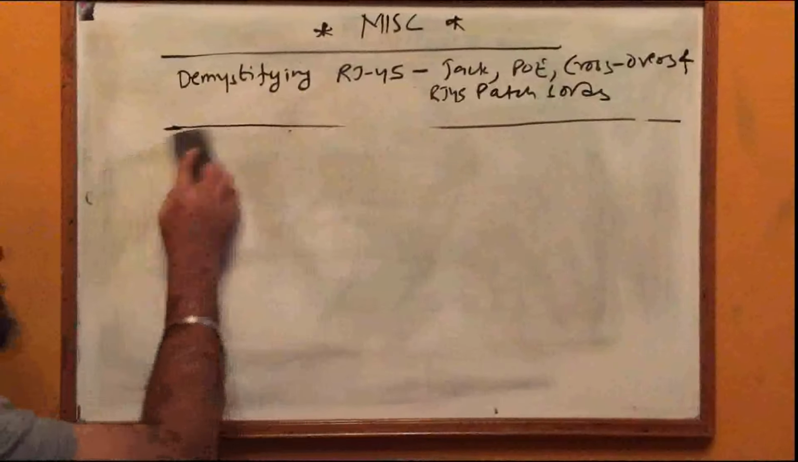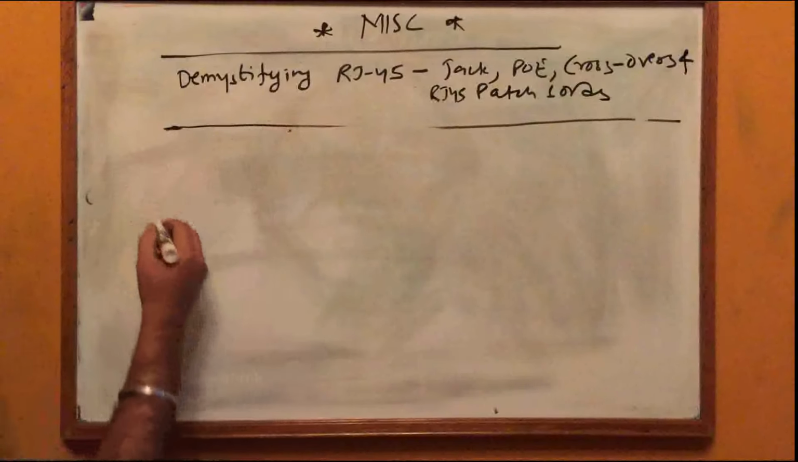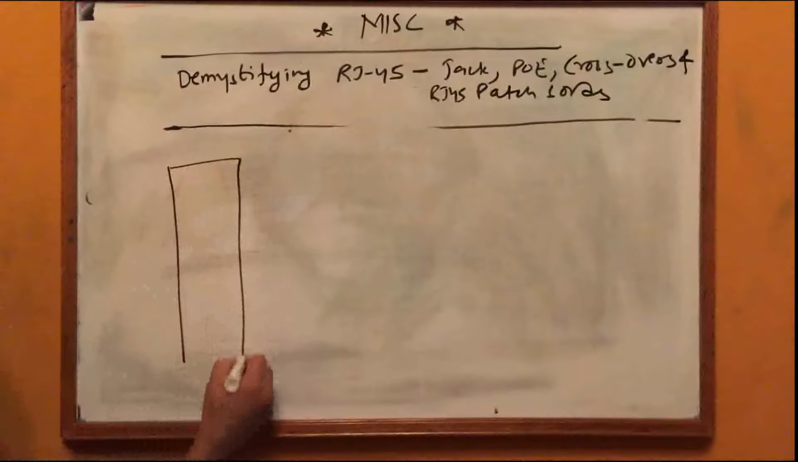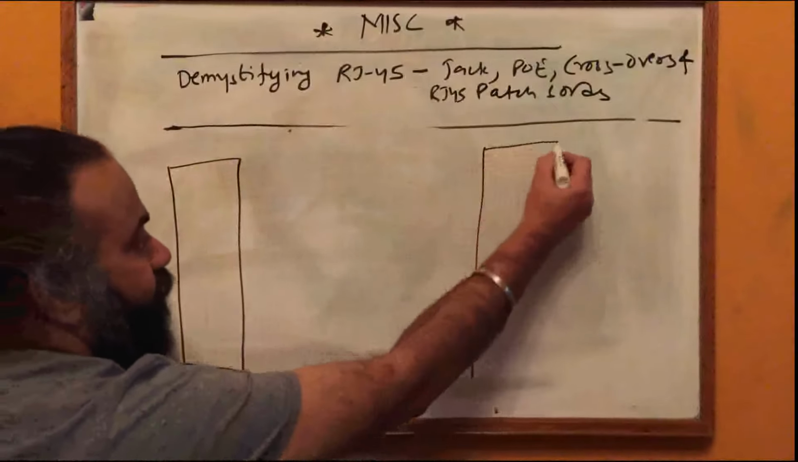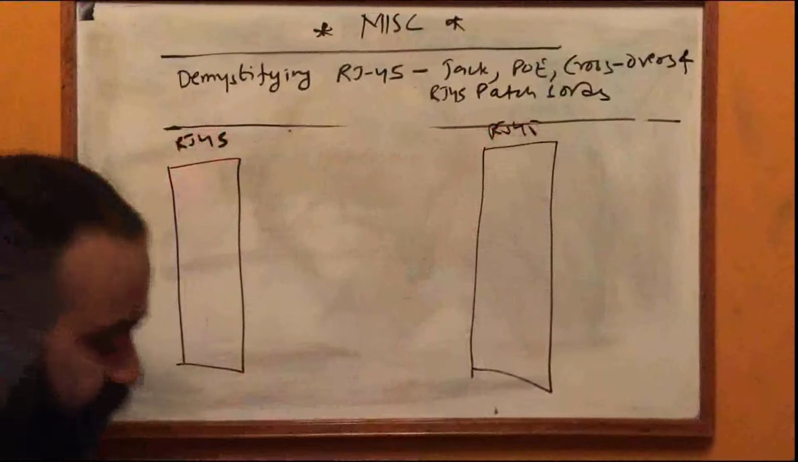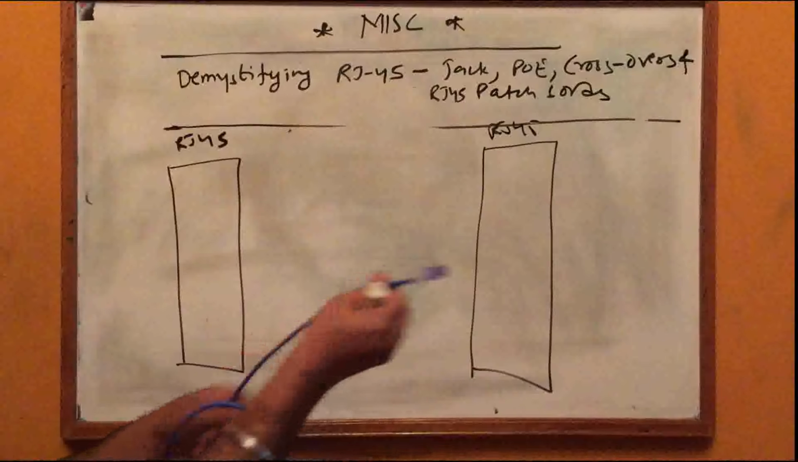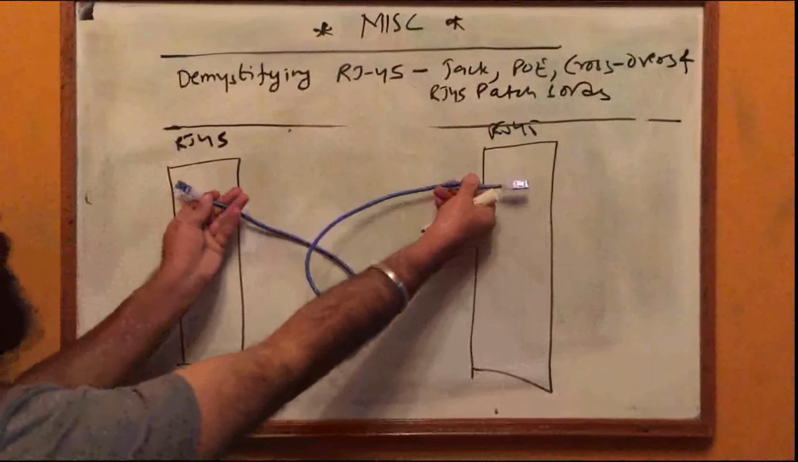So we talked about the 568A standard and the 568B standard. Now we are going to talk about how this patch cord system actually works. I'm just trying to save my pens from drying out. From now onward, we are going to talk about the 568A standard only. So we have a jack, and we have another jack, RJ45 and RJ45.